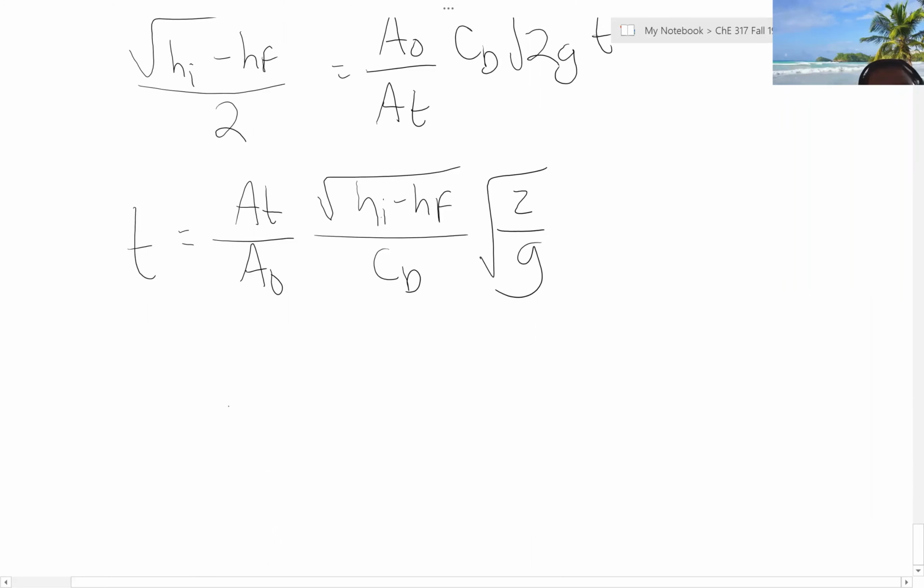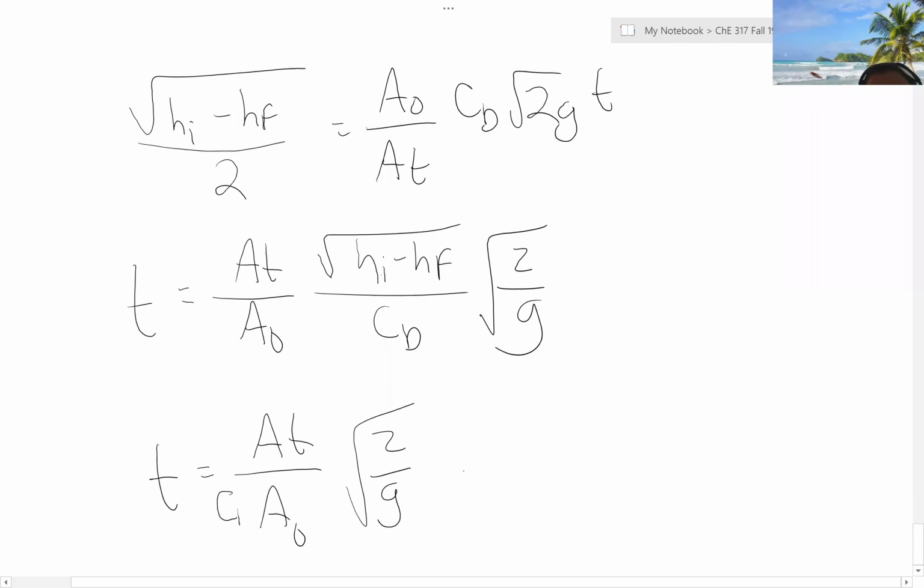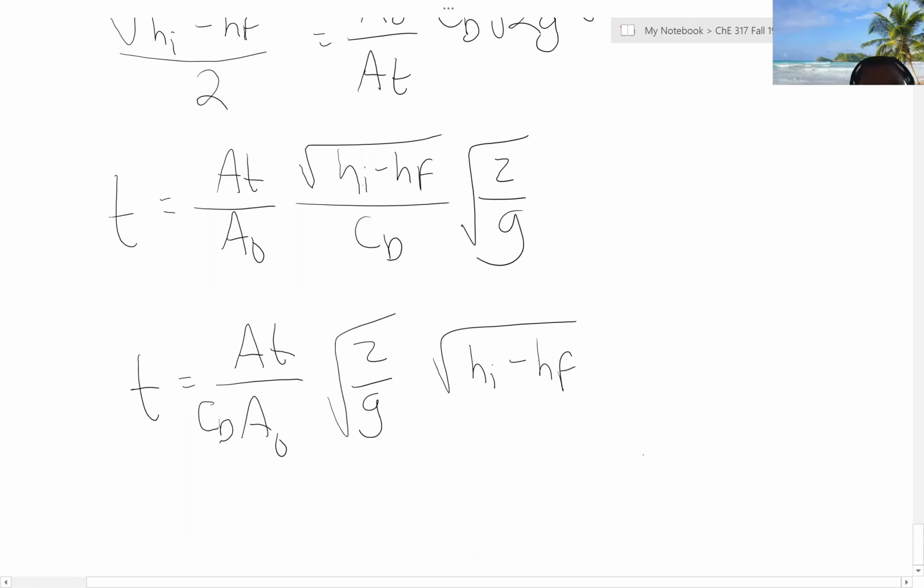So t should be the area of the tank over the area of the outlet times the square root of 2 over g times the discharge coefficient, which I'll put over here to get it away from the radicals, times the radical of h initial minus h final. So what looked sort of simple ended up a lot more complicated.